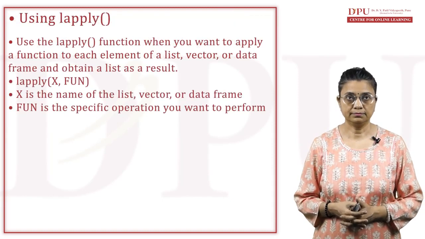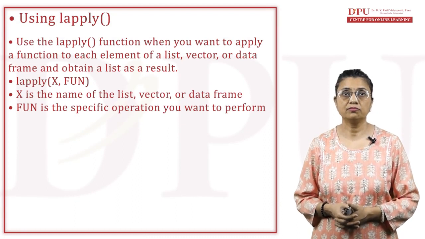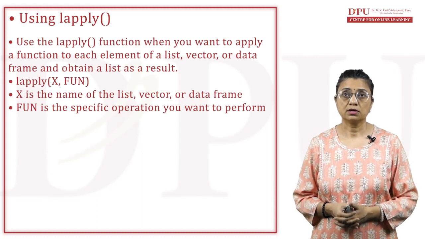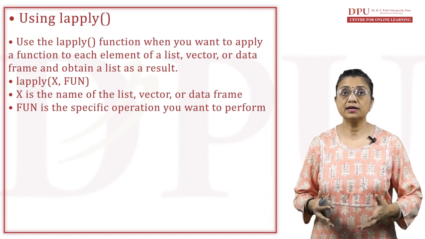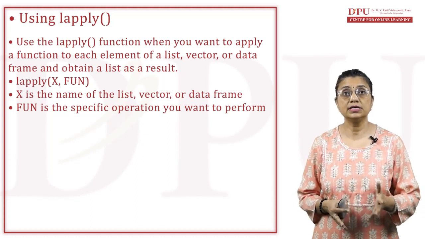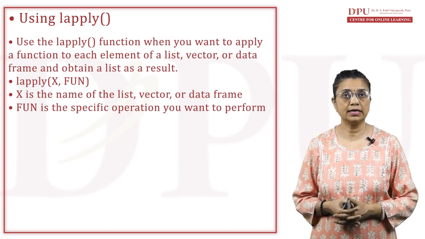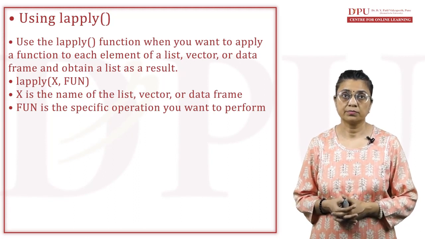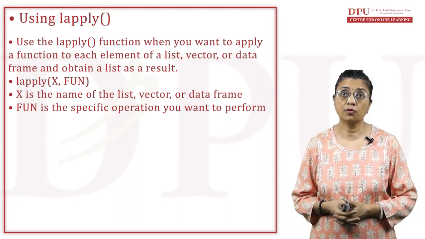Using lapply. Use the lapply function when you want to apply a function to each element of a list, a vector or data frame, and obtain a list as a result. So basically, if I'm going for the lapply function, I'm applying the function to each element of the list. This function is applied to every element of the list, or if it is a vector or a data frame, and it finally results in a list as an output.